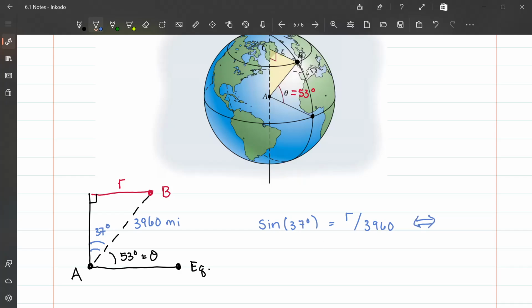We can rewrite this. We isolate r by multiplying both sides by 3,960. That leaves me with, I've got to pronounce things properly, even in a math class. R is equal to 3,960 times sine of 37 degrees.